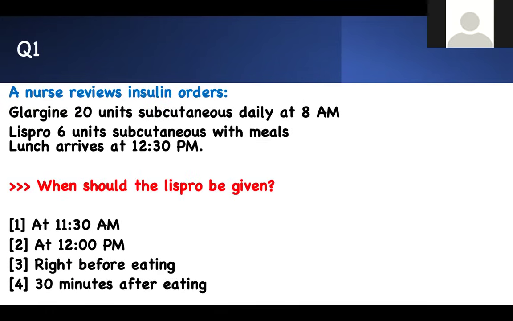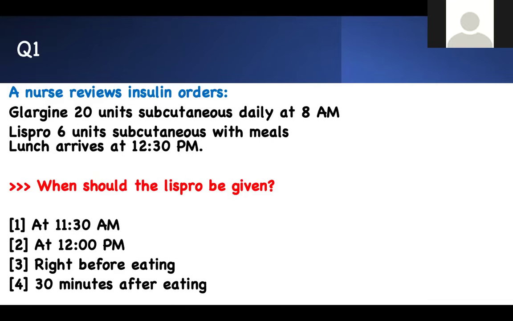First question, don't run away from it. I know you know it, but when you see it presented in a different way, you get discouraged. Don't do that. Let's stick with it. Next reviews insulin orders. Glargine, 20 units, subcutaneous daily at 8 a.m., right? Lispro, 6 units, subcutaneous with meal, right? And the patient's lunch will arrive at 12:30 p.m. When should the Lispro be given?